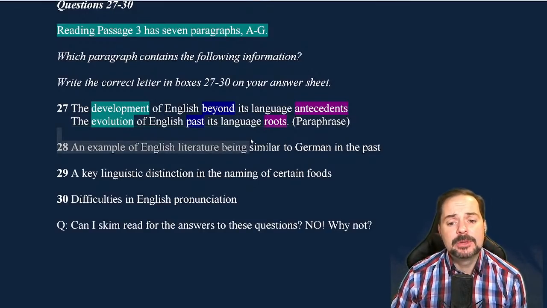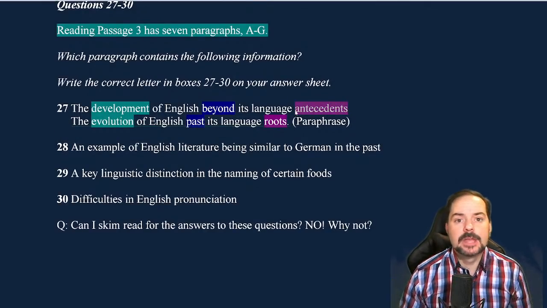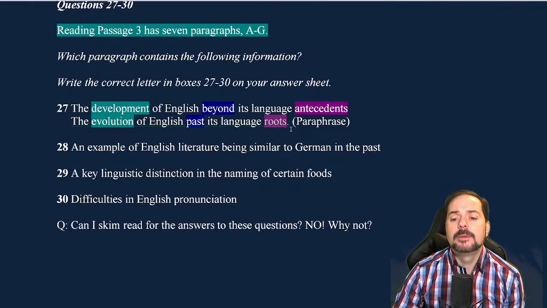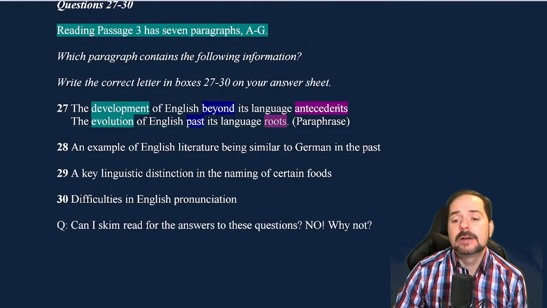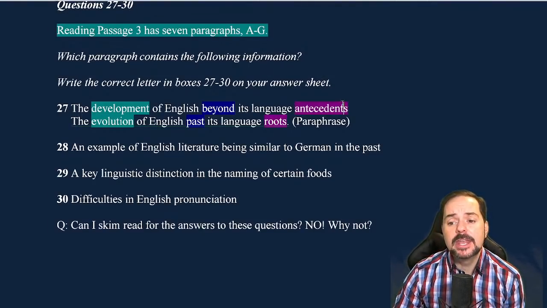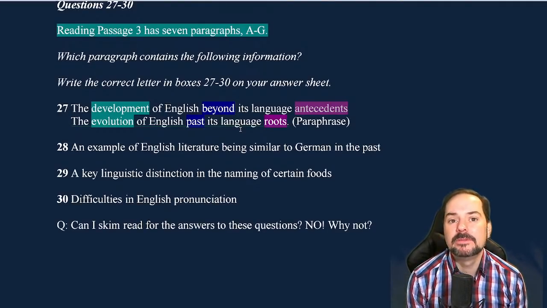And that's what the examiners do. So if you're looking for the word antecedents because you're scanning for that, because you're like, oh, I'm sure they used that word in the passage, but they didn't. It turns out that the examiner or the author chose the word roots instead of antecedents. Now, if you're looking for this word, you're going to get super frustrated because you might skim read the entire passage and not find that word, okay? So skim reading for choice words, again, is not going to be very effective.